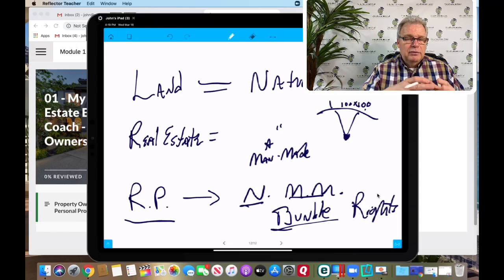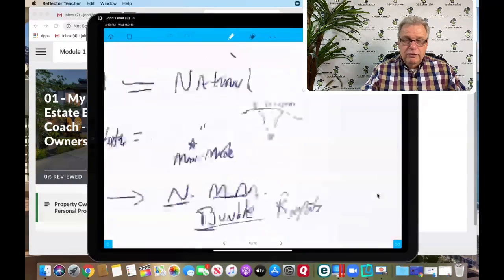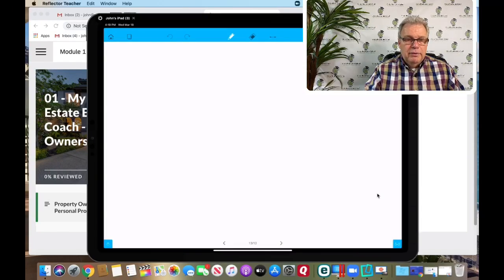because real property is the natural items, the man-made items, and those bundle of legal rights. So when you purchase real estate, or someone even gives you real estate, you get rights to that parcel of property. And so they use those terms interchangeably. Don't let that confuse you a whole lot. Just remember that, and you'll be good, okay?